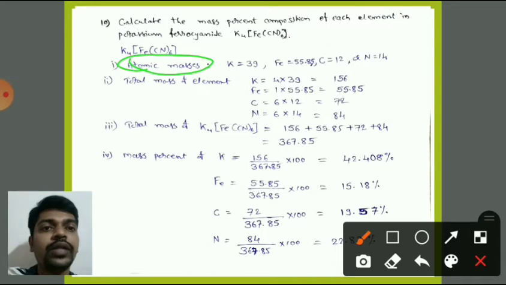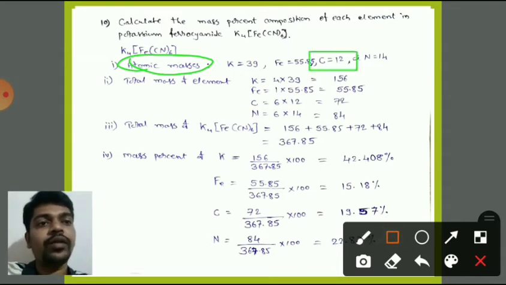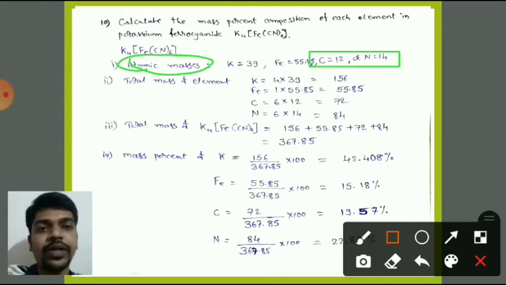So we know K equals 39, that is the atomic mass of potassium. Then iron is 55.85, carbon is 12, and nitrogen is 14. So this is the first step for calculating the mass percent composition.